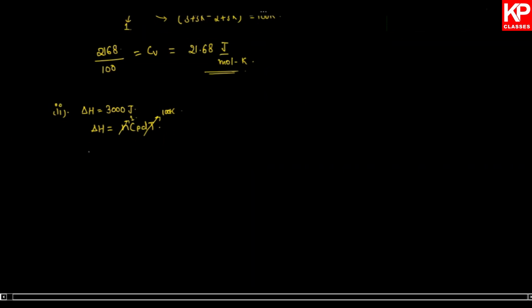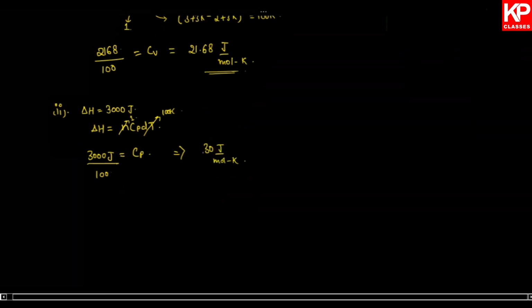Anyway, please see over here that delta H is given by 3000 joules, which is equal to Cp times 100. Okay, so you can directly write Cp as 30 joules per mole Kelvin. Okay, if you take 101, it will come to something around 29.997. Okay, so that will also be a correct answer. No issues in that. Okay.